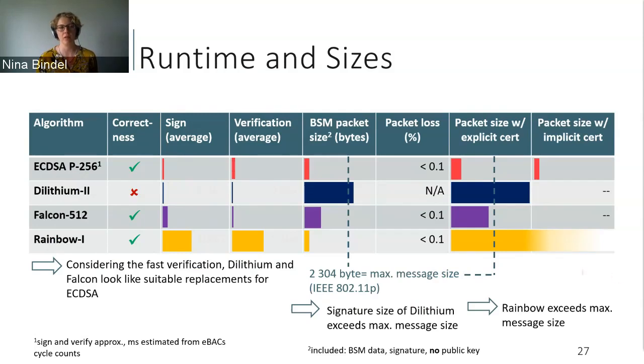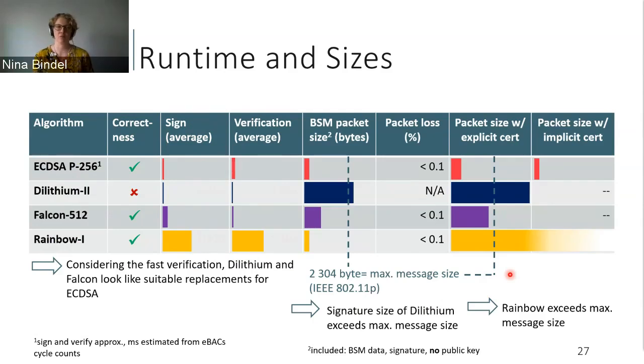If we include the public key, then Rainbow, due to its large key size, also exceeds the maximal message size. Now, those of you who know the standards a little bit closer say, okay, but in practice, explicit certificates are not really used, but implicit certificates are used. In particular, the standard describes the elliptic curve Qu-Vanstone implicit cert, but as far as we know, this has not been constructed for post-quantum assumptions. And since the standard does also allow explicit certs, for this comparison we're using explicit cert sizes here.